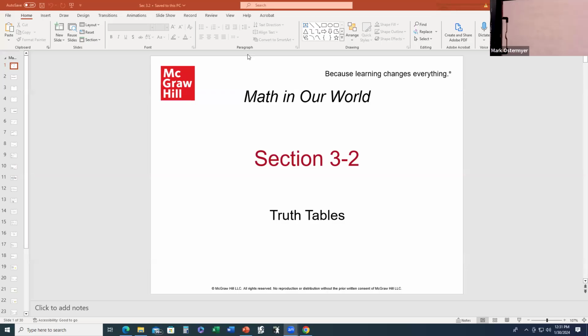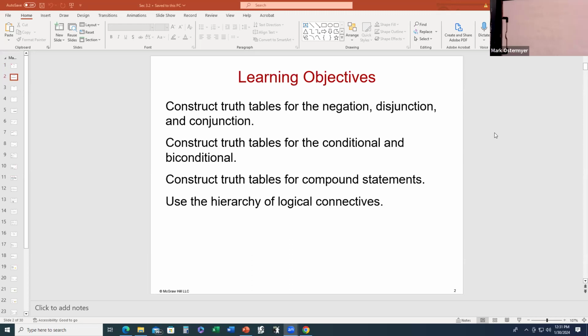Section 3.2. Truth tables. When we get done with this section, hopefully we'll be able to construct truth tables for negation, disjunction, and conjunction, construct truth tables for conditional and biconditional statements, construct these tables for compound statements, and be introduced to and be able to apply the hierarchy of logical connectives.